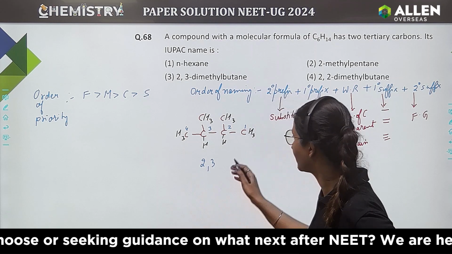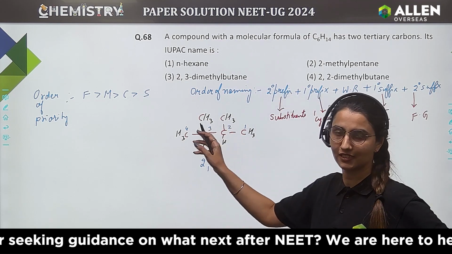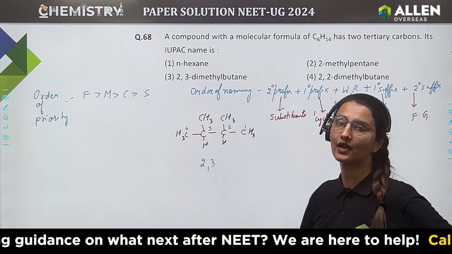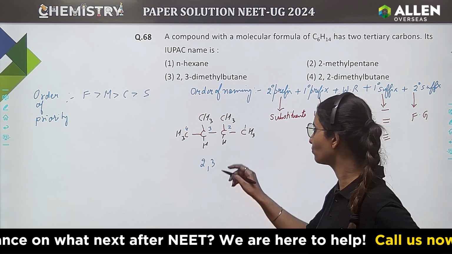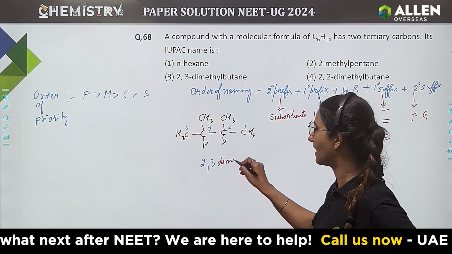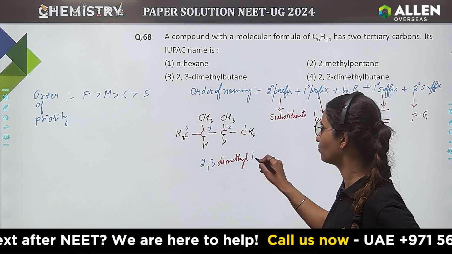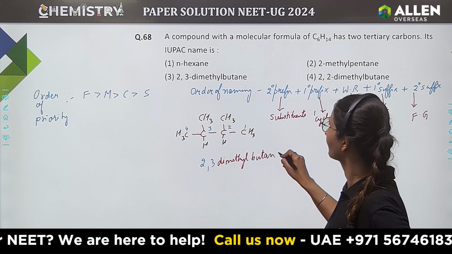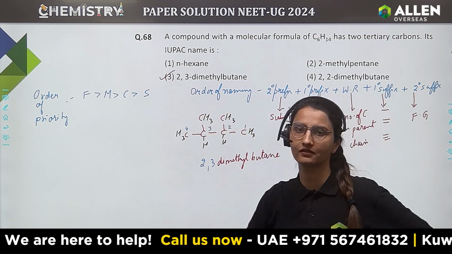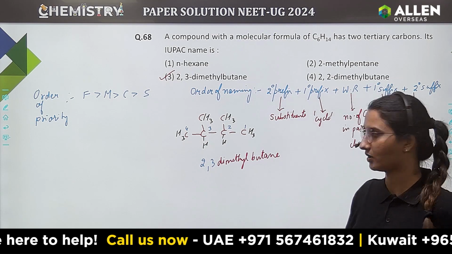So here, simple name, what is it? These two substituents are on the 2nd and 3rd position. So it is 2,3-dimethylbutane. It's option 3, right? Okay.